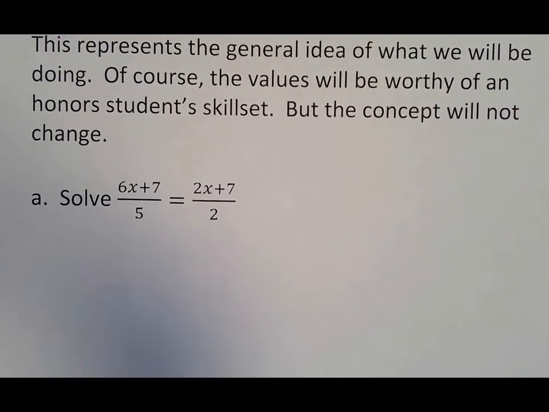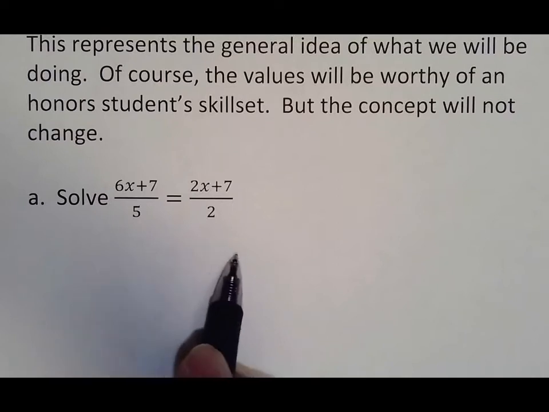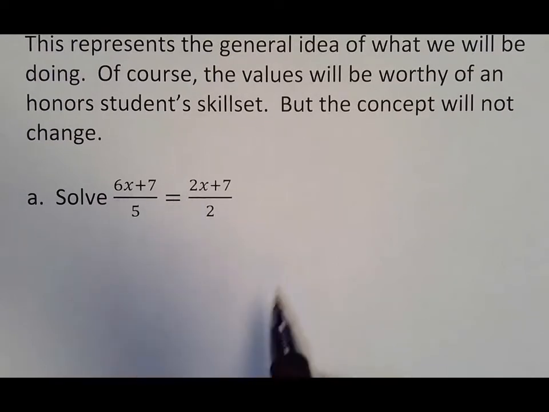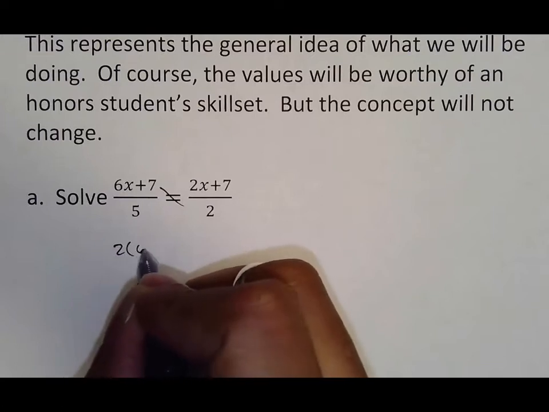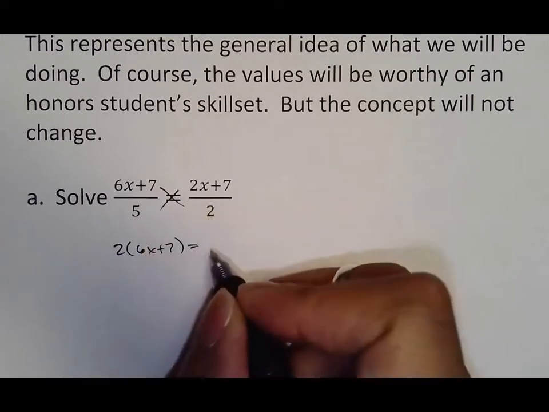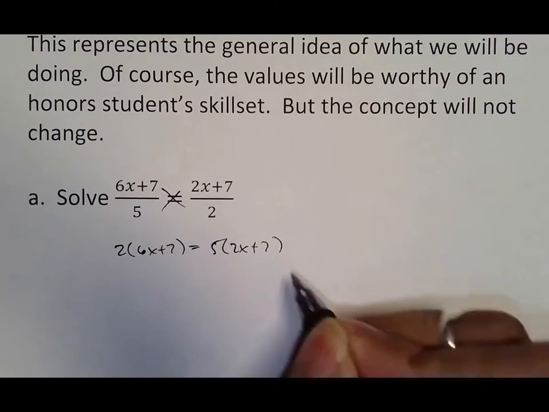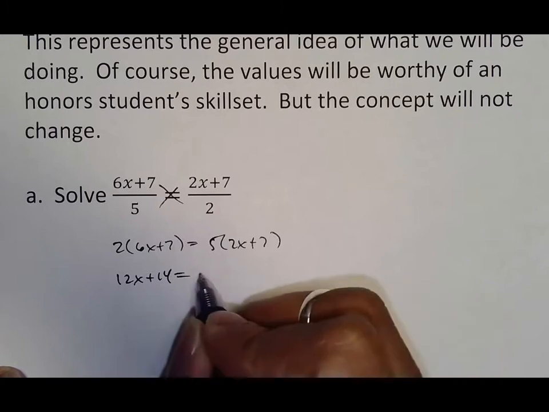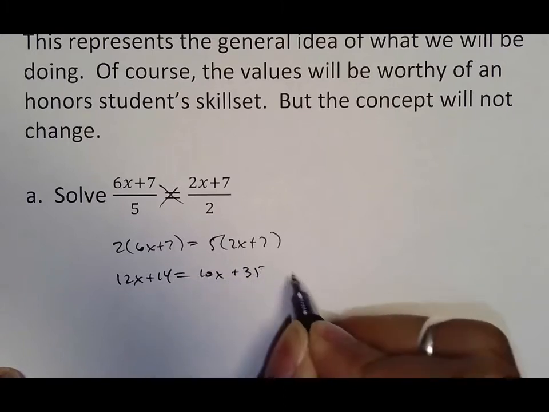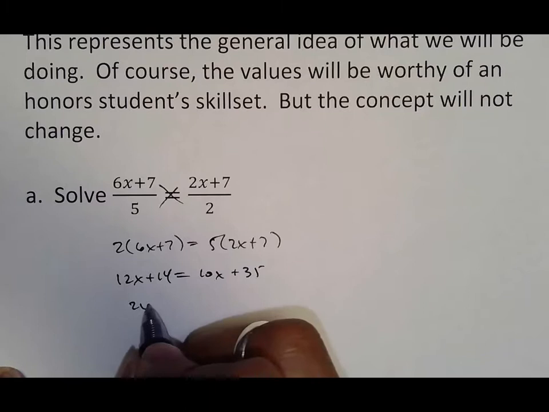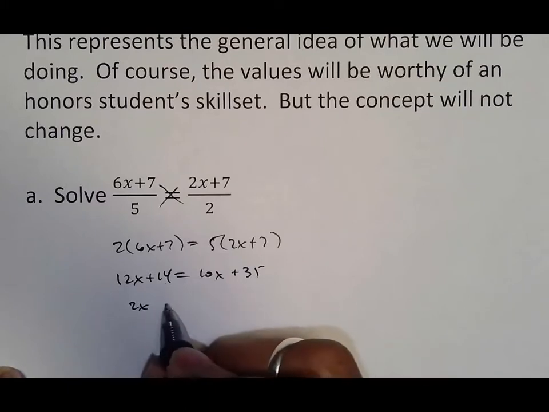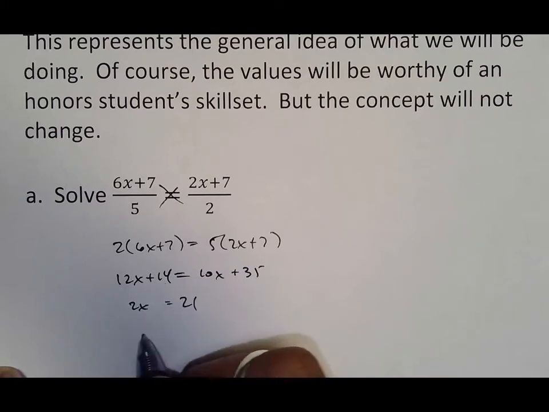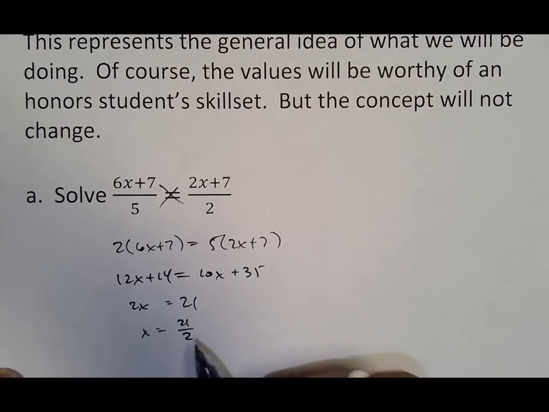There are questions like this though where you need to be careful and not work so hard, because you actually learned about proportions. You can solve that by finding a common denominator, but a fraction equals fraction is a proportion where you cross multiply. 2 times 6x plus 7 equals 5 times 2x plus 7. If you remember doing that in Algebra 1, that becomes 12x plus 14 equals 10x plus 35. Moving that would make it 2x. Moving that would make it, what, 21? And x would be 21 over 2.